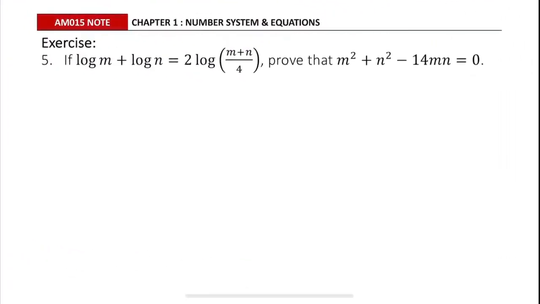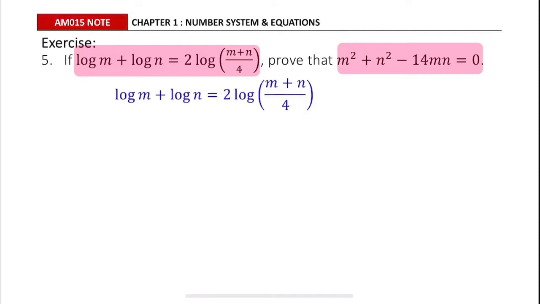For this question, it is a proving question. We must prove this logarithm equation can be expressed as this equation which has no logarithm. That means we have to eliminate the log from the first equation. To do so, we must use the laws of logarithms to simplify both sides of the equation.